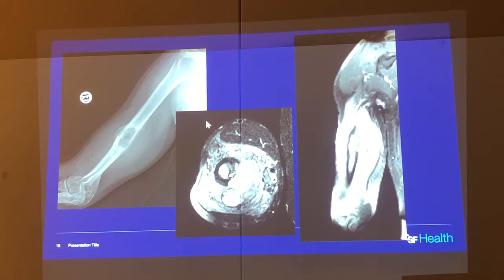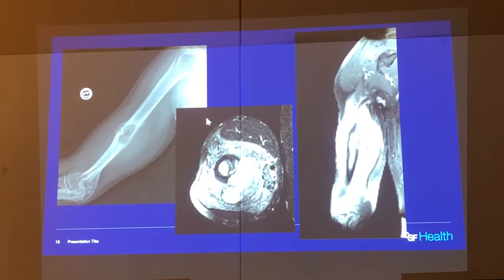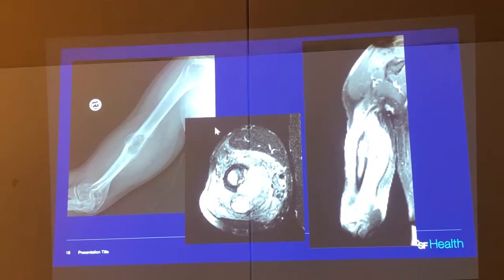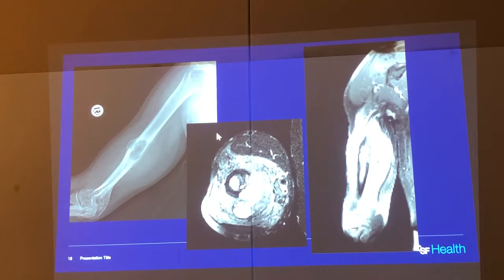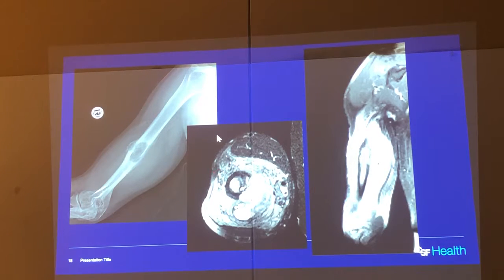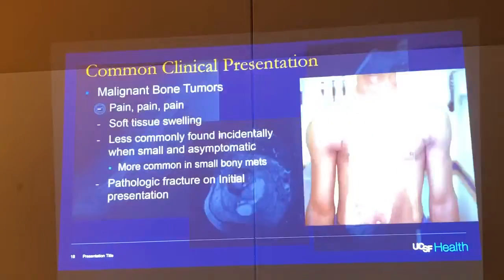Other things these tumors do is grow outside of the bone. So here's the X-ray of the person's humerus. And then when you look at the cross-section of MRI, this black circle is supposed to be the humerus, but you can see the tumor inside and kind of growing out and invading all the surrounding muscles. So this is causing a lot of pain and problems.